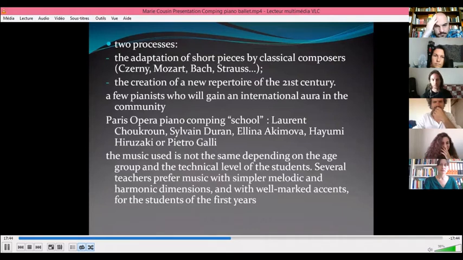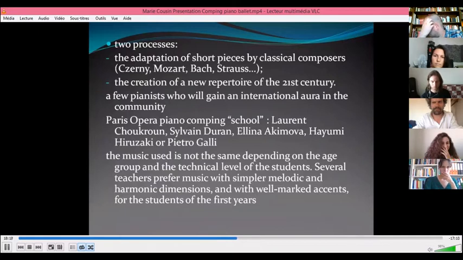Since the end of the 20th century, there has been the constitution of a specialized repertoire with the production of discs by a few pianists who will gain an international aura in the community, notably Laurent Choukroun, Sylvain Durand, Elina Akimova, Ayumi Hirosaki, or Pietro Galli from the National Opera of Paris. There will therefore be a specific dynamic in the composition of the accompanying pianists of the CNSMDP and the National Paris Opera.